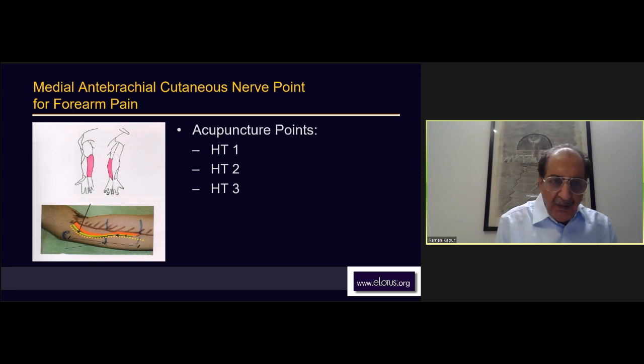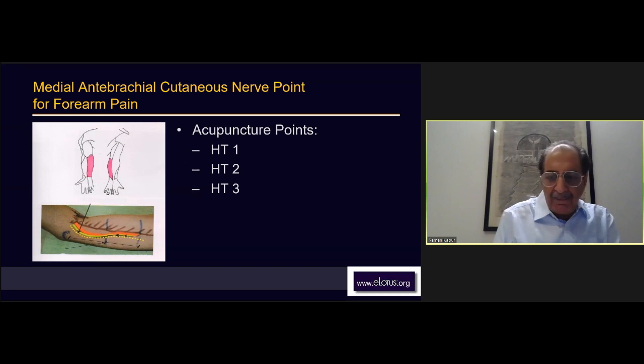But if you see the figure below very carefully, you will also see a dotted line, which shows yellow dots. And this is very important to understand, because in addition to the acupuncture points heart 1, 2, and 3, you will also be pricking along the nerve pathway of the medial antebrachial cutaneous nerve. And this is very important to get commensurate results. So you will be pricking along the entire pathway, which I have shown in this figure.